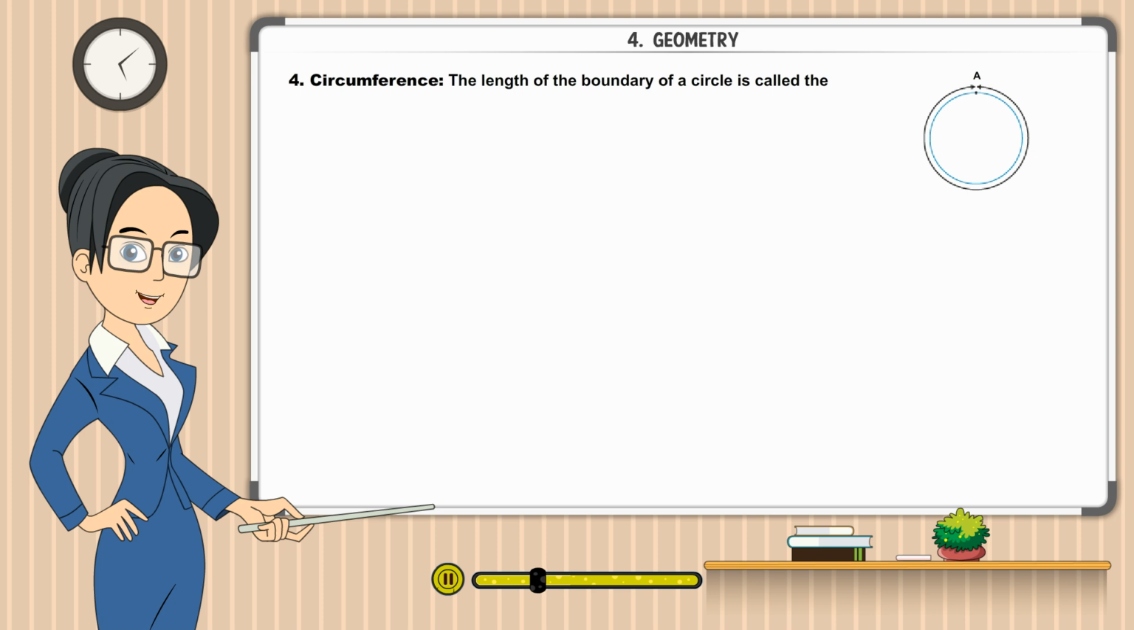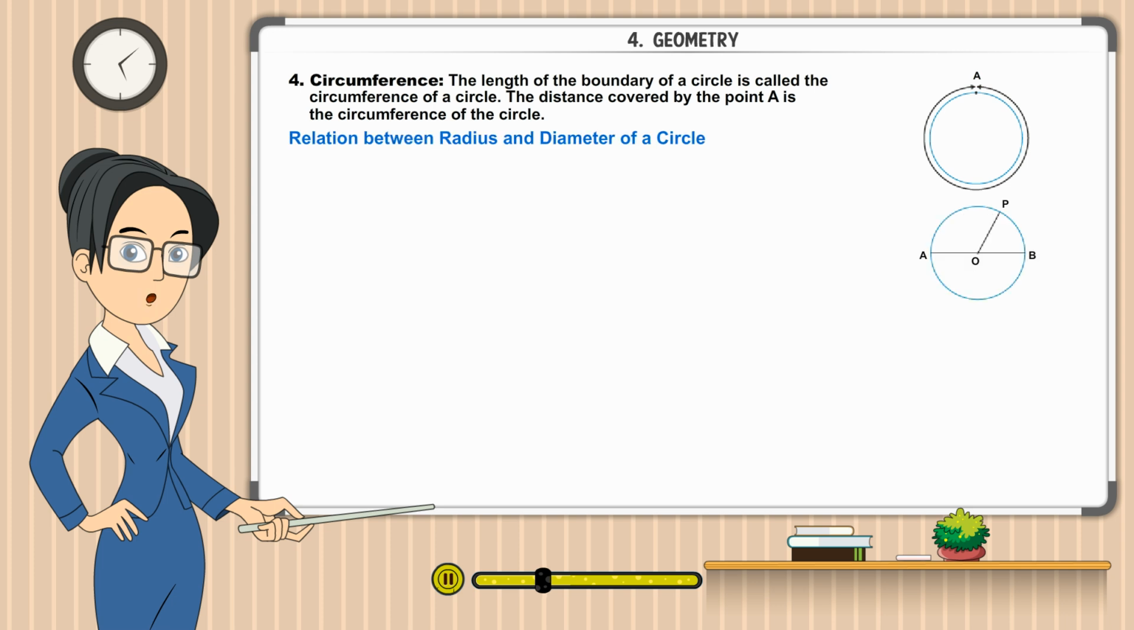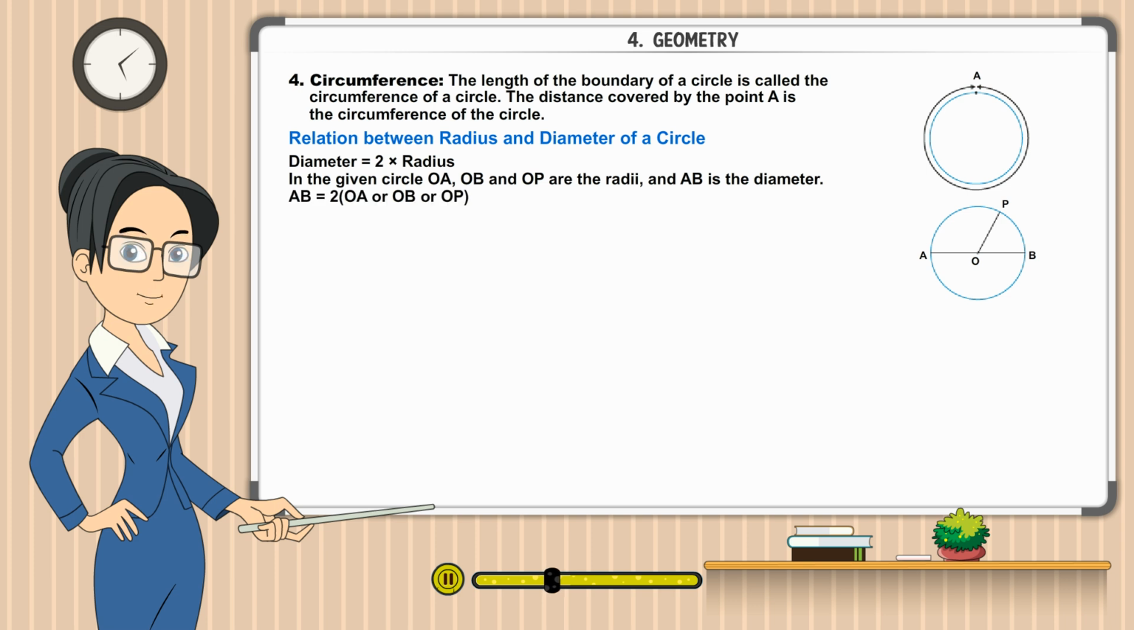Circumference. The length of the boundary of a circle is called the circumference of a circle. The distance covered by the point A is the circumference of the circle. Relation between radius and diameter of a circle. Diameter is equal to 2 into radius. In the given circle, OA, OB, and OP are the radii, and AB is the diameter. AB is equal to 2 into OA or OB or OP. In other words, we can say diameter is twice the radius.